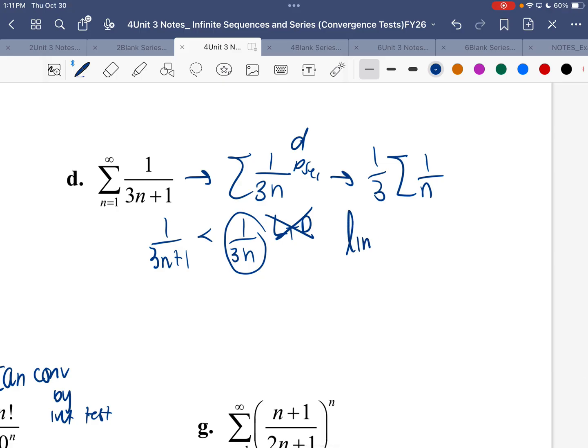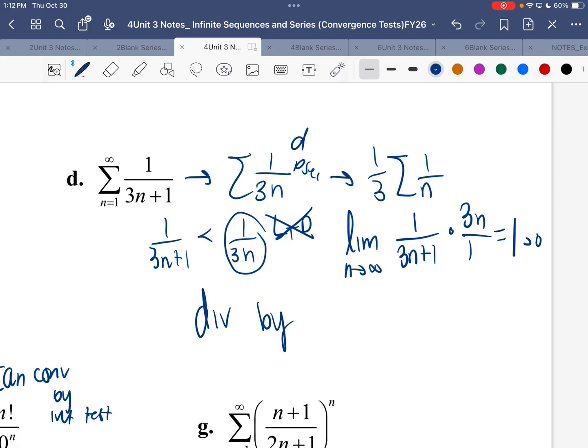Just remember with the limit comparison, we're going to do the original thing divided by the thing we compared it to. And this is 1, which is positive and finite. So this would diverge by the limit comparison test.